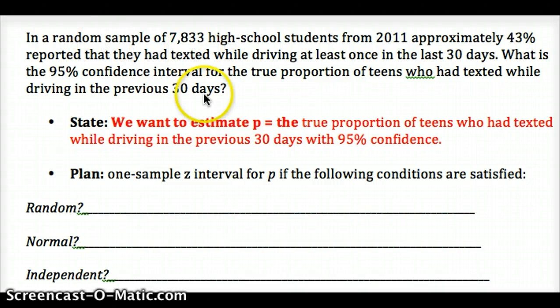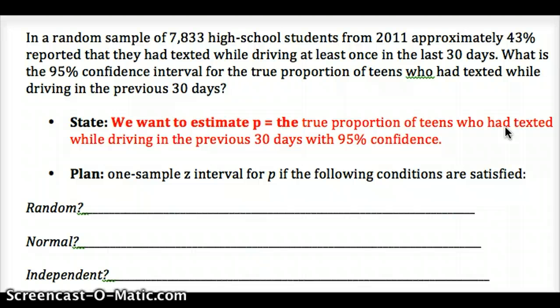So here we have a random sample of 7,833 high school students. In 2011, approximately 43% reported that they had texted while driving at least once in the last 30 days. What's the 95% confidence interval for the true proportion of teens who had texted while driving in the previous 30 days? Okay, so first we want to plug in our formula when we do this.